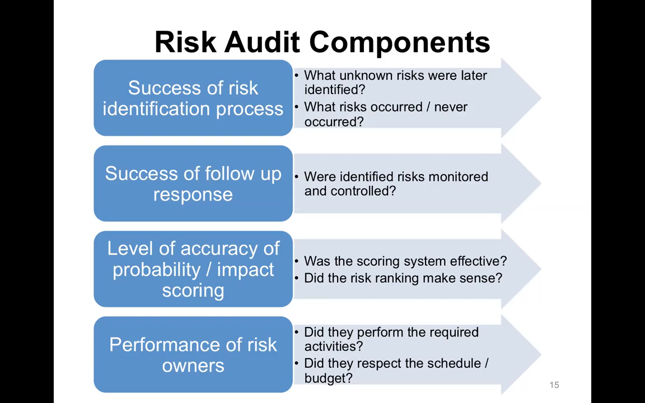Now, the level of accuracy of probability and impact scoring, this is difficult since it is a qualitative approach. Unless the risks are moved to a quantitative method, then we need to determine if the scoring system was even effective. So if that risk matrix that we're using is even really effective, if our scaling system was actually appropriate for the project. Remember, this is all very subjective. It's to create an order to our thoughts, so that we can prioritize our risks.